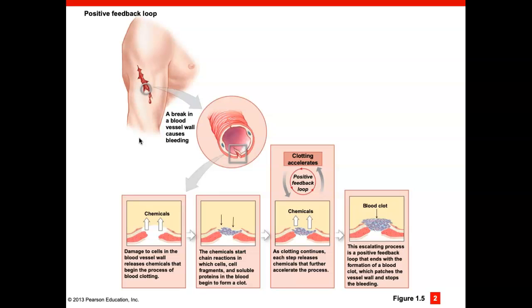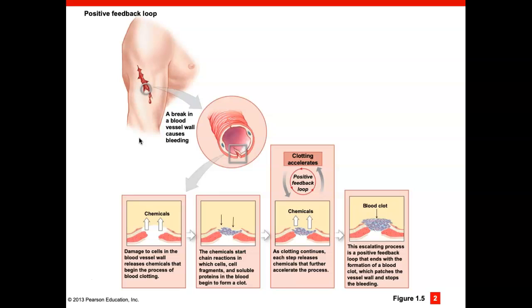So here's what happens. You have a cut, a break in a blood vessel wall causing bleeding. Damage to the cells in the blood vessel release chemicals, and these chemicals help begin the process of blood clotting. The chemicals start a chain reaction. Cells, cell fragments, and proteins in the blood begin to form a clot. As the clotting continues, each step releases chemicals that keep the clotting process going. This is an escalating process. It is positive feedback that ends with the formation of a blood clot so that you don't die of blood loss.